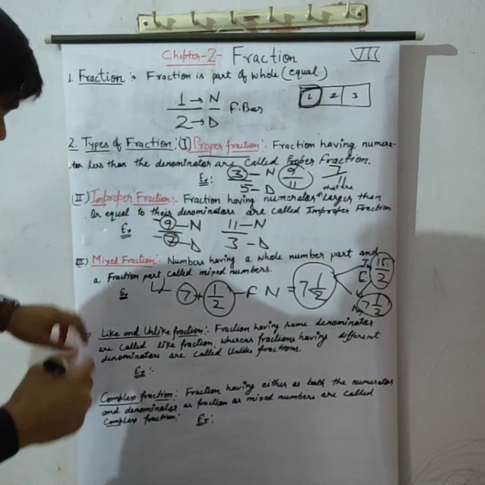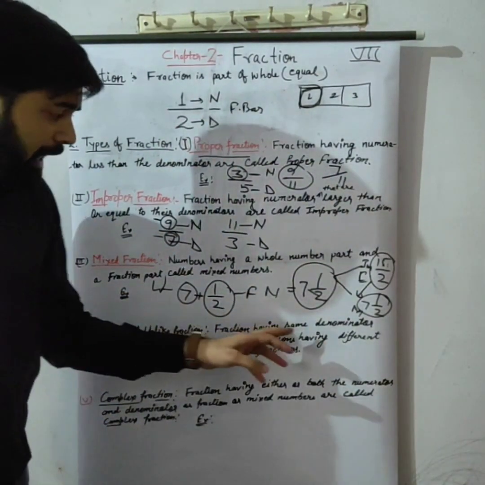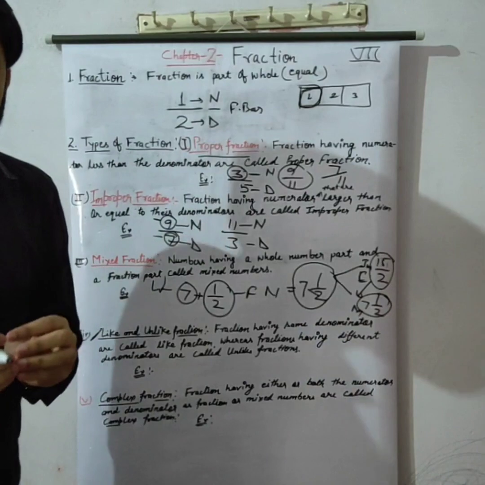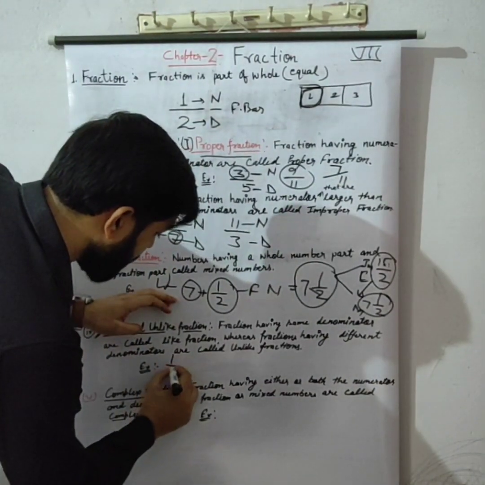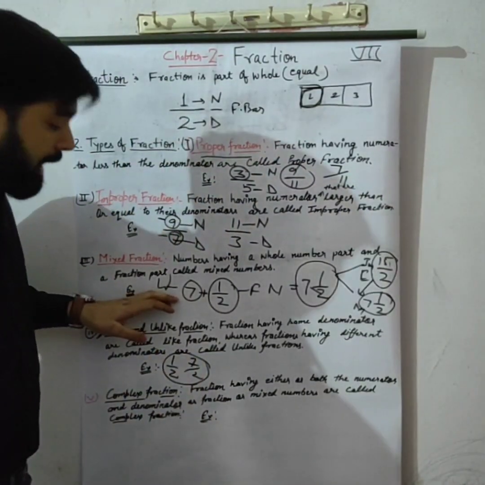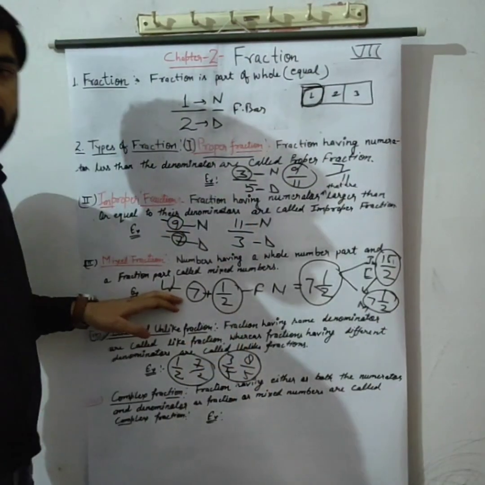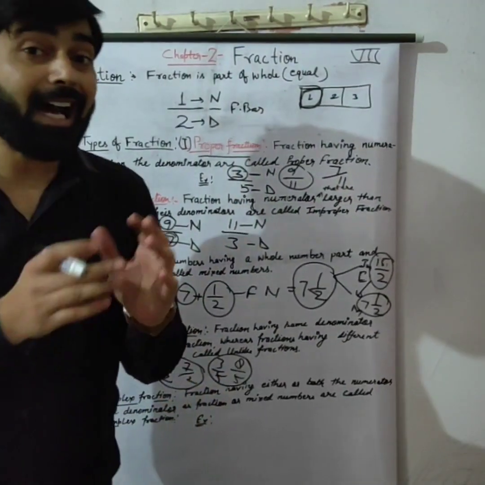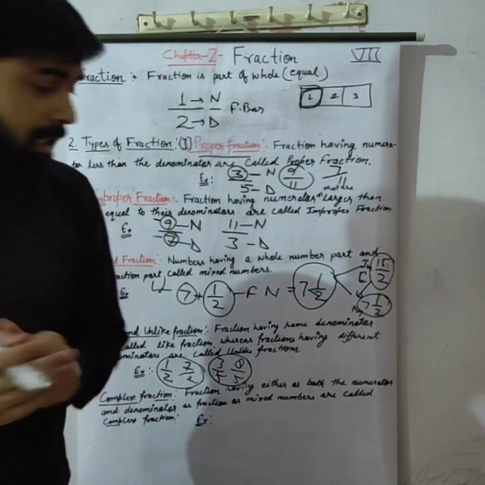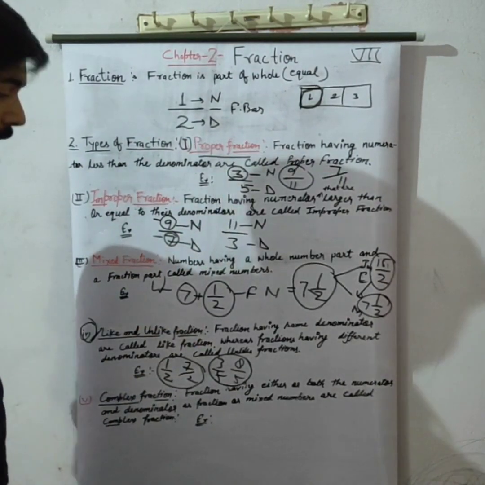Now next is an important topic: like and unlike fractions. Fractions having the same denominator are called like fractions. Means fractions whose denominators are the same, such as 1 upon 2 and 7 upon 2. These are like fractions. And 3 upon 5 and 8 upon 5. These are like fractions. Like fractions are very important for addition and subtraction. Without like fractions, we cannot add and we cannot subtract. So this is a very important type of fraction.